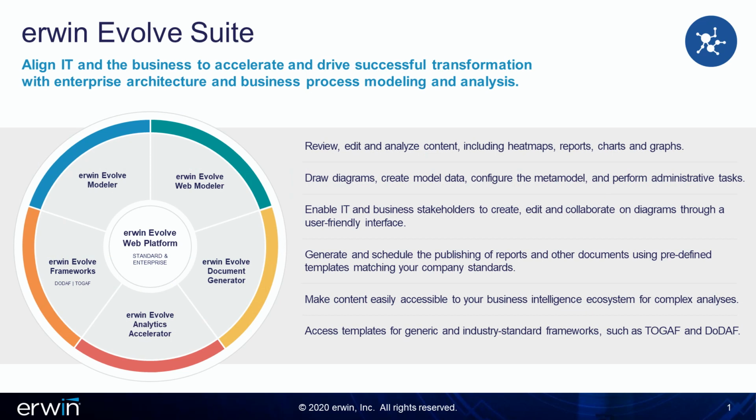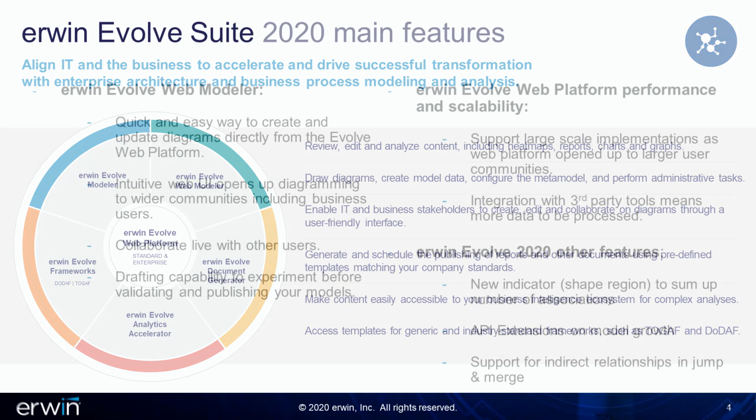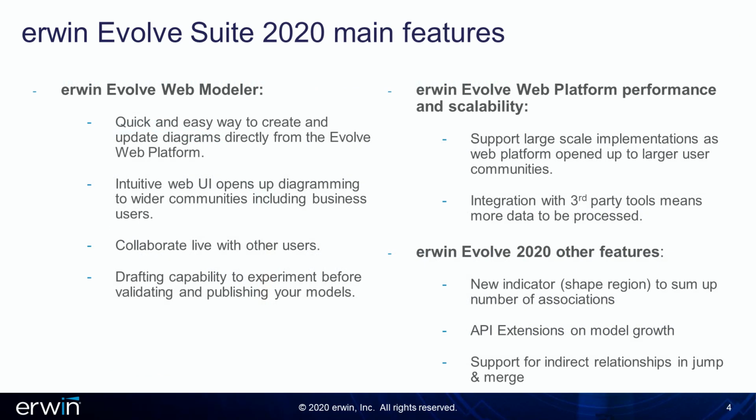The Erwin Evolve web platform is at the heart of the Evolve suite and is flanked by the main components. Here we have the Erwin Evolve modeler, the desktop modeling component, as well as the new Erwin Evolve web modeler. Full diagramming via the web platform is now available. And in addition, we have the Erwin Evolve document generator, which is used to create documentation in Word or PDF based on the repository content. The Erwin Evolve Analytics Accelerator, which makes the data in the Evolve repository readily available to business intelligence tools for complex analysis. And lastly, the Erwin Evolve frameworks, such as TOGAF and DODAF, which are accessible across all areas of the Erwin Evolve suite.